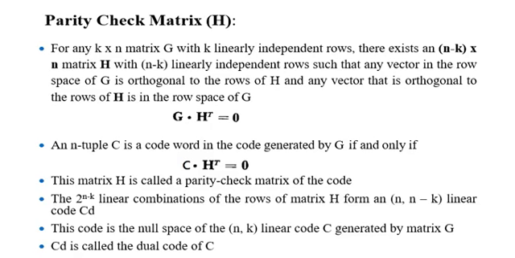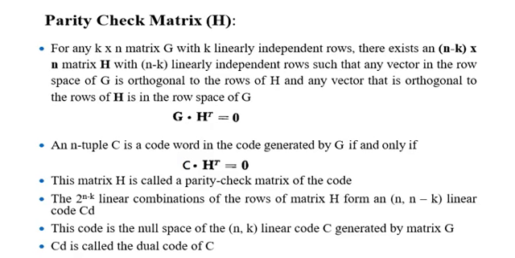We already studied that we have a generator matrix of size k by n. That means there are k linearly independent rows in the generator matrix. So the corresponding matrix of size n minus k by n is the parity check matrix, which consists of n minus k linearly independent rows. That means any vector in the row space of G is orthogonal to the rows of H, and any vector that is orthogonal to the rows of H is in the row space of G. That means G into H transpose should be equal to 0. So that is the parity check matrix.